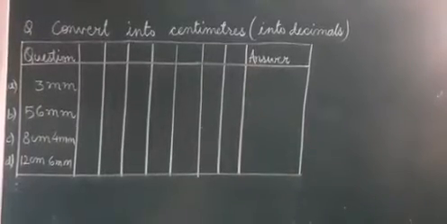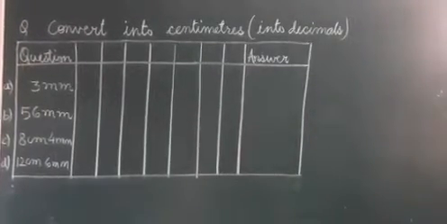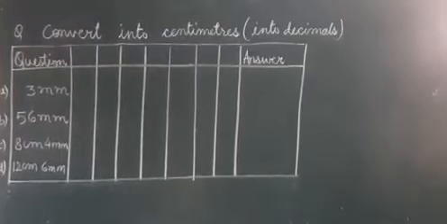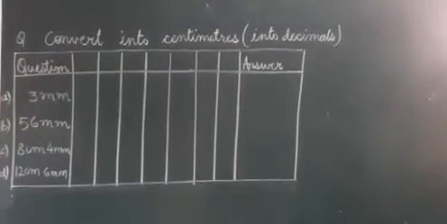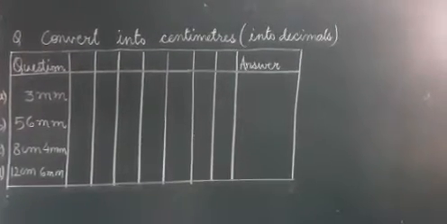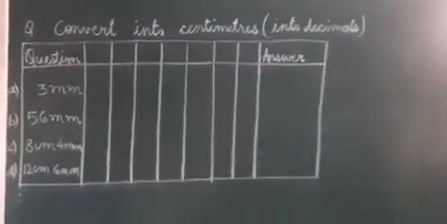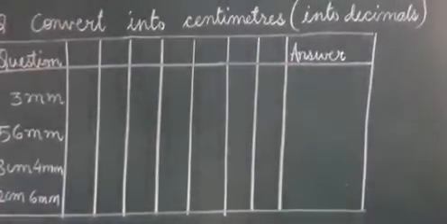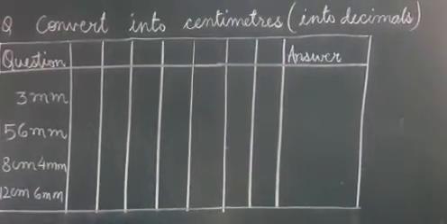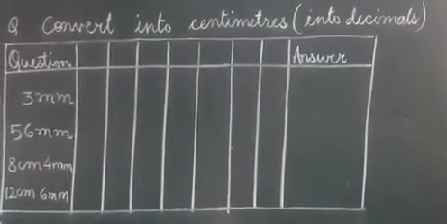Hello students, in the previous video you have learned the table of conversions for measurement. Now in this video we will solve some sums of conversion using the same table. Now here as you can see that the first column contains the question and the last column contains the answer, and in between we have 7 columns.